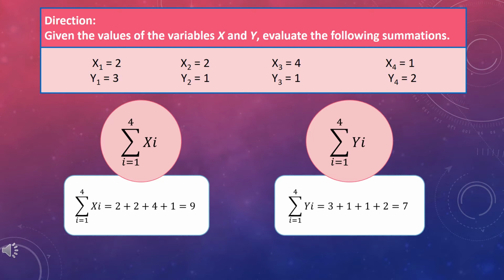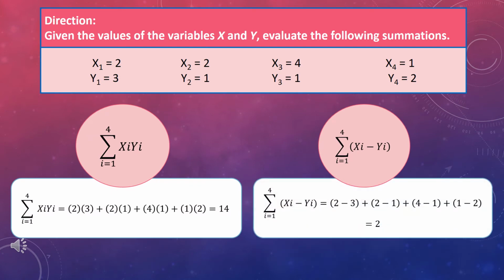We have the sum of xi as i goes from 1 to 4. So, lahat daw ng values ni x from 1 to 4, kukuhanin natin and then we have to add them. So, we have here 2 plus 2 plus 4 plus 1 equals 9. Then, ayan na po yung answer natin. Next, the sum of yi as i goes from 1 to 4. So, ano ulit yung values ni y? We have 3 plus 1 plus 1 plus 2. The answer is 7. So, ayan na po. Next ulit.